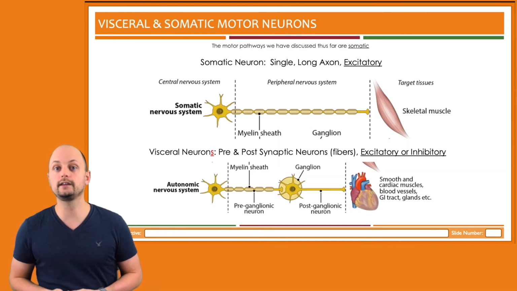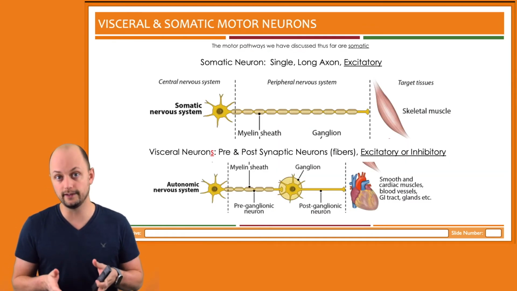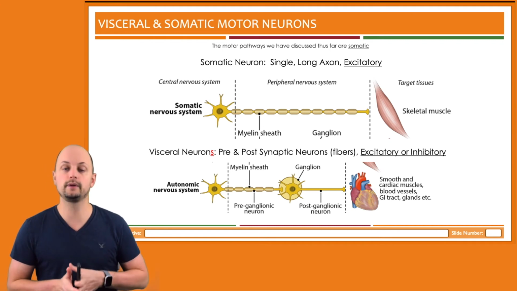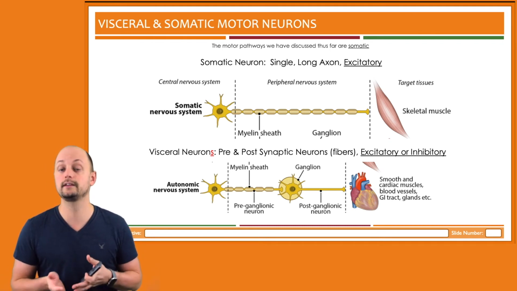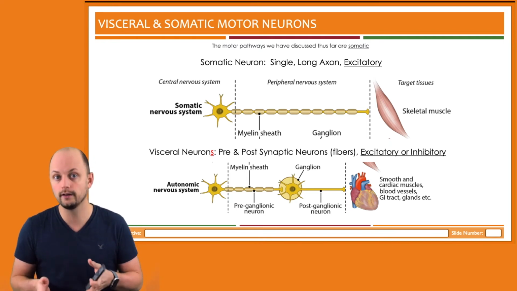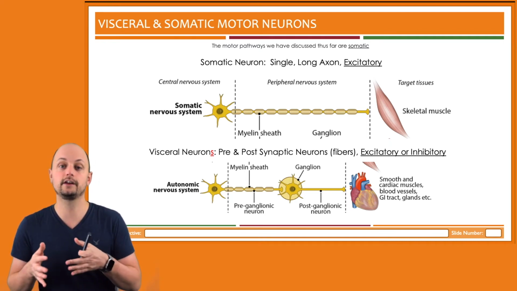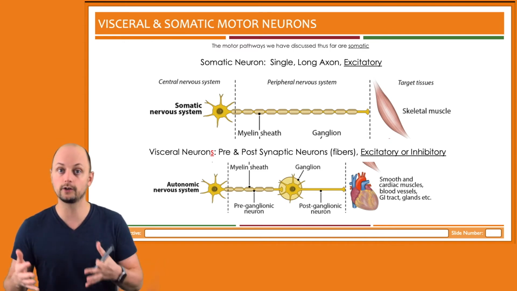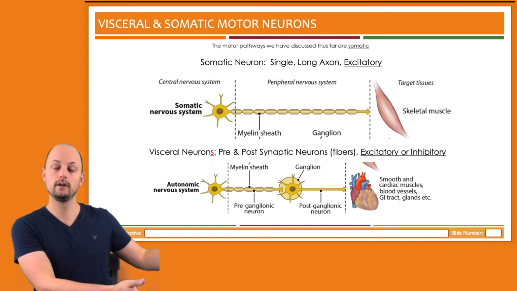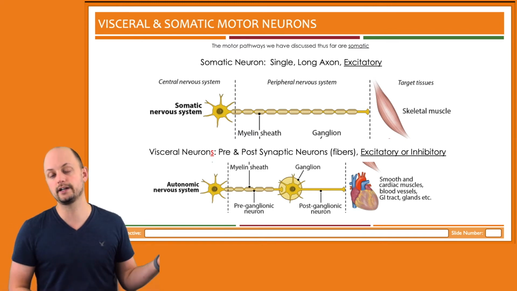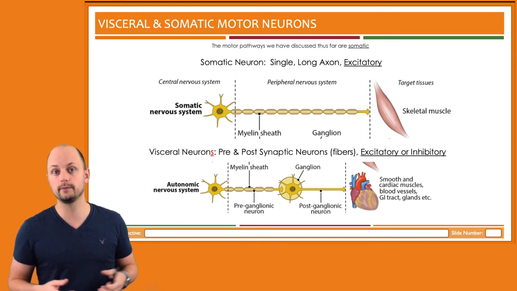Now, anatomically, if we think about the actual neurons themselves, up to this point, we've been emphasizing that the motor neurons in the somatic division of the nervous system consist of an alpha motor neuron with a single long axon that originates from the spinal cord, right? Goes out through the ventral horn, ventral root. From there, it'll go out to the periphery and ultimately project into a skeletal muscle fiber.